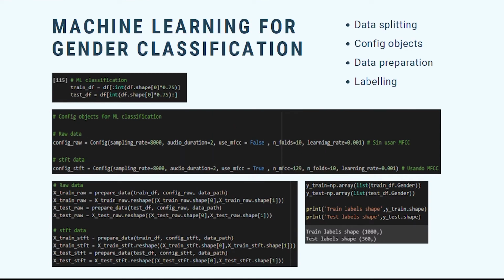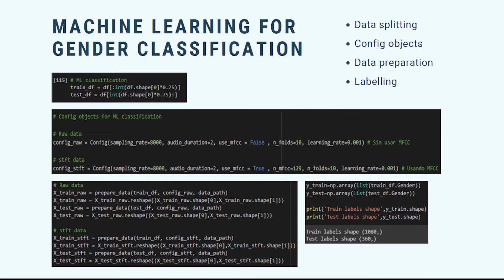At this moment, we moved into machine learning modeling. We used both temporal data and spectral data for doing gender classification, because we wanted to verify that it is better to use the second rather than the first. We followed the usual workflow.